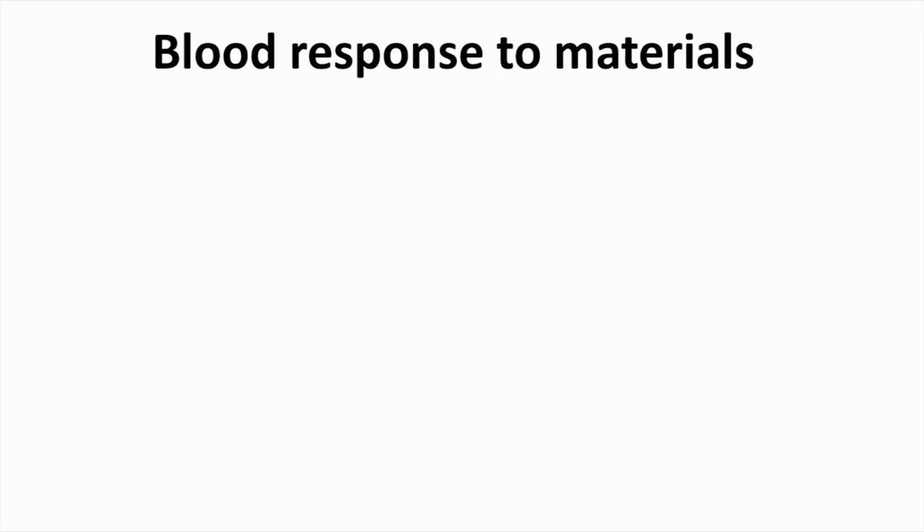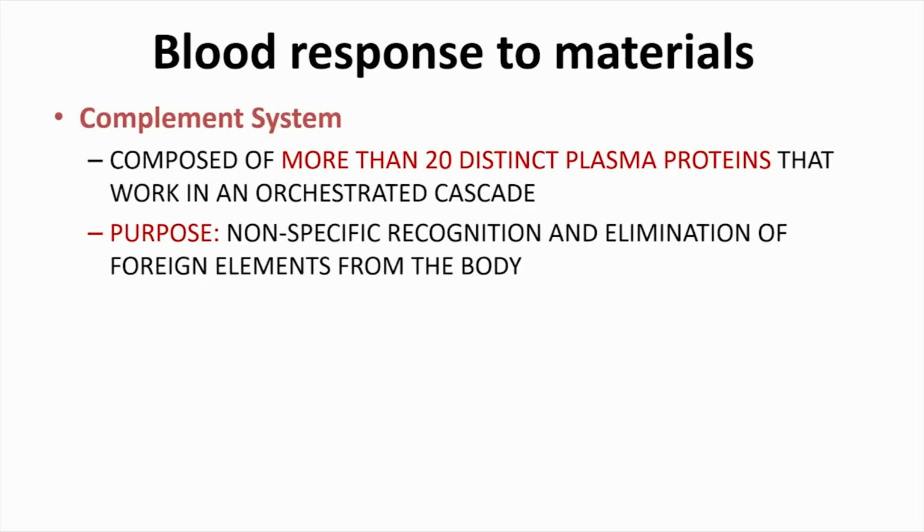Okay, so let us talk about blood response to materials. Now, we said the blood is the first thing that comes in contact. So, this comprises the complement system, which again we referred to in the previous two classes. That means that these are innate immune responses that are composed of various types of proteins. There are about 20 distinct plasma proteins that work in a cascade manner, quite non-specifically, to eliminate some of the foreign elements in the body.